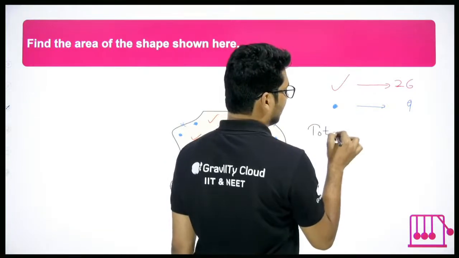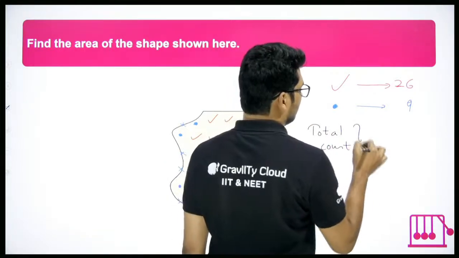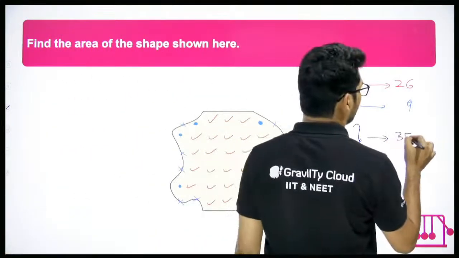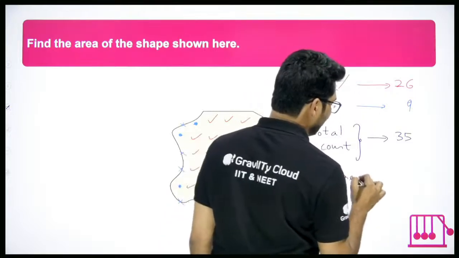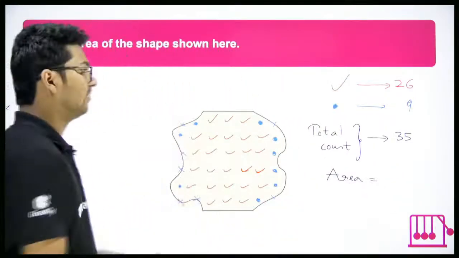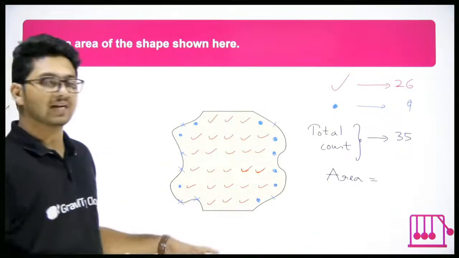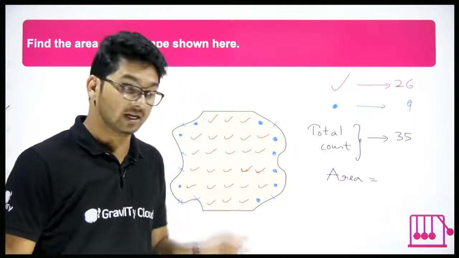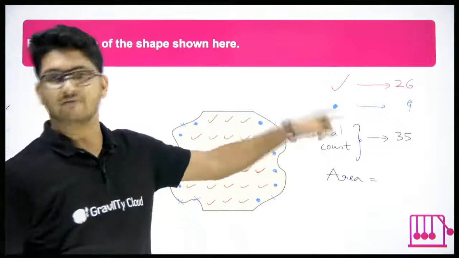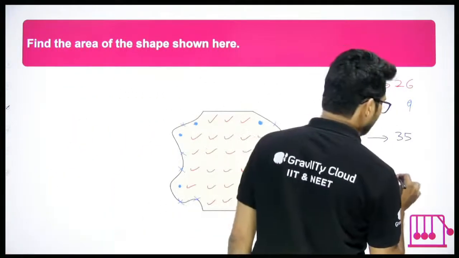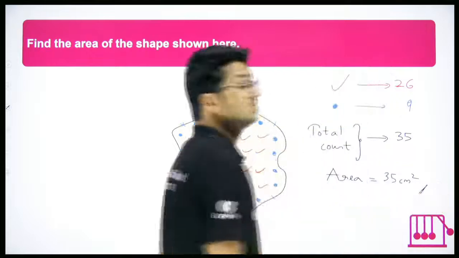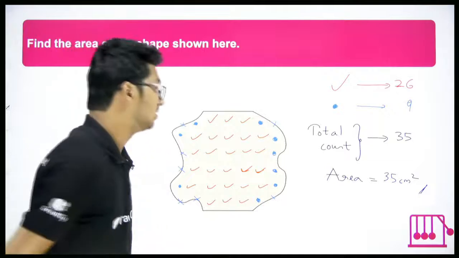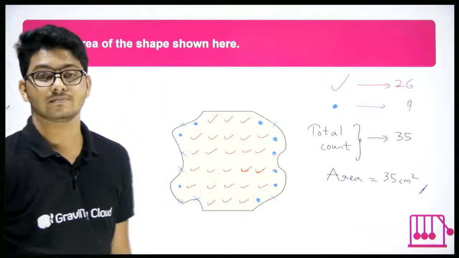So if we go for the total count, it will be 26 plus 9, which is 35. The total count refers to the total number of squares. We have 35 squares, and the area of each square is 1 centimeter square. So the total area is 35 into 1, which would be 35 centimeter square. That's it. Done.